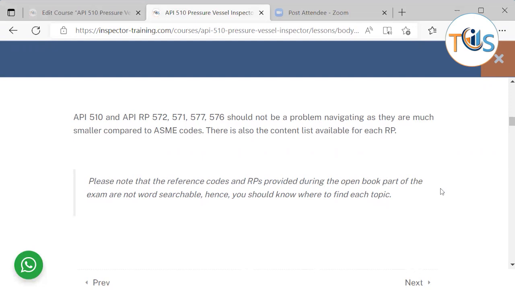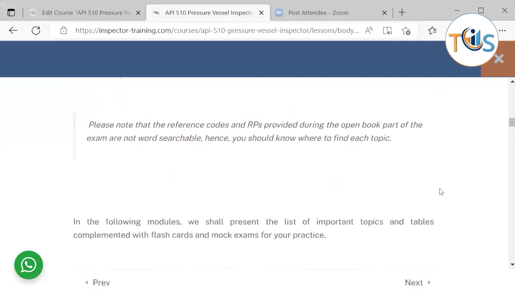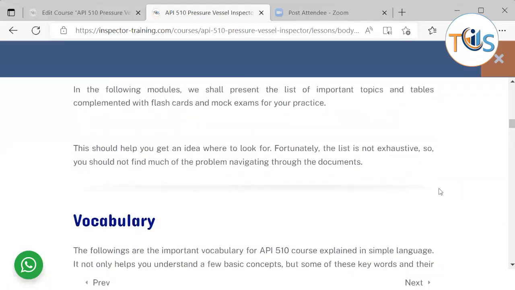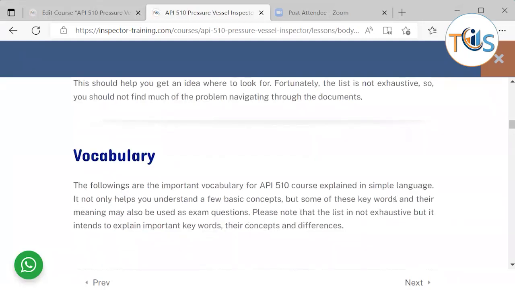The other set is API 510, 572, 571, 577, 576. These API documents are a lot smaller than the ASME codes. They're easier to go around, and you can find the information a lot easier. In the following modules, we'll talk about all the important topics and tables, and this should help you get an idea of where to look. Unfortunately, the list is not exhaustive.